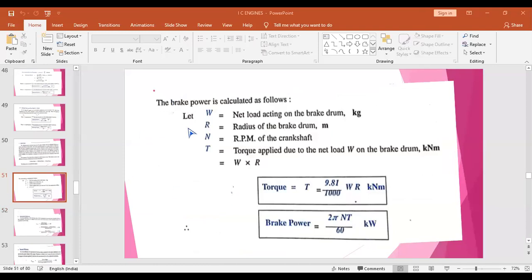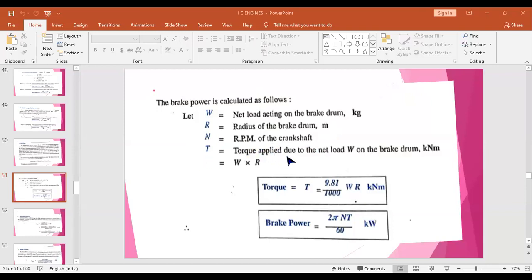All of you observe here. W equals the net load acting on the brake drum, by applying the brake using brake shoes, that is in kgs. Next, R is the radius of the brake drum, that is in meters. And next, N, RPM of the crankshaft.